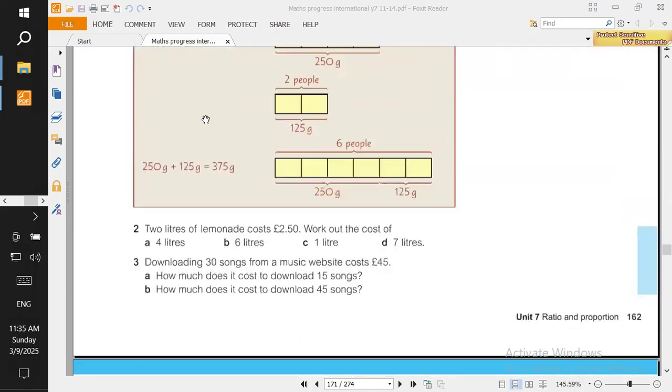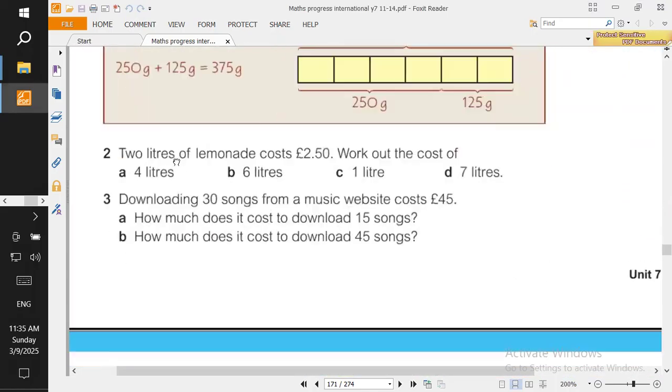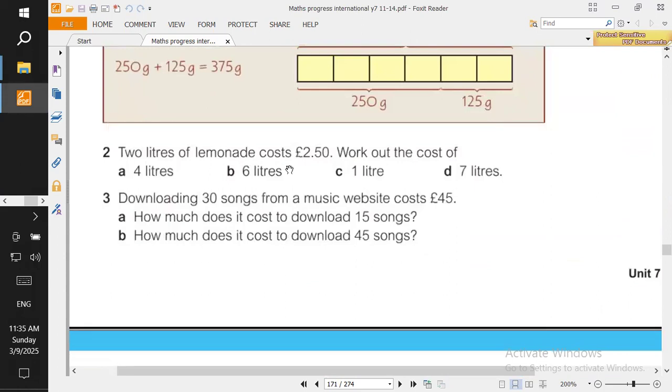So let's take a look, for example, at one of the questions here. Question 2. 2 liters of lemonade costs £2.50. Work out the cost of 4 liters, 6, 1, and 7 liters. So basically, if you sell more liters, you'll get more money, or if you buy more liters, you'll spend more money. It means these are in direct proportion.